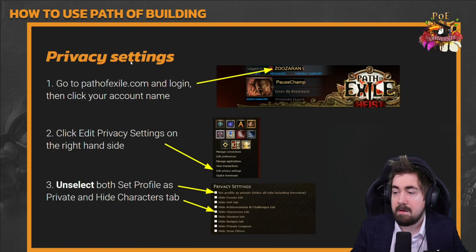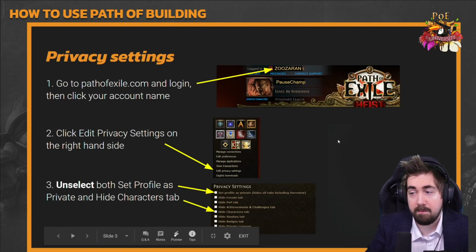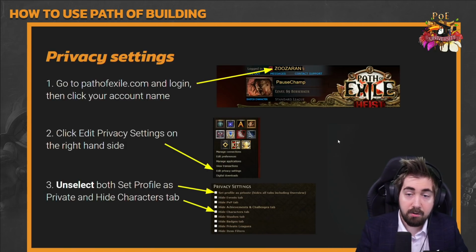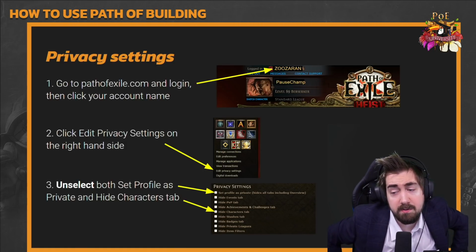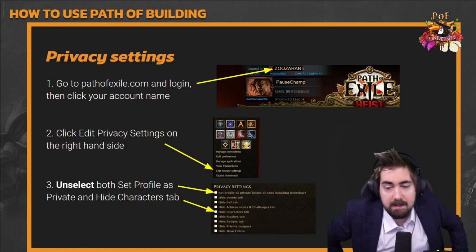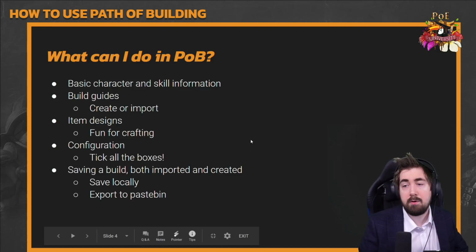Now, one of the most important things to use Path of Building is that you open the website and it'll show your account name, etc. Then you go to edit privacy settings and make sure that the hide characters option is not selected. That's very important, because it's not like you're logging in with Path of Building. It doesn't matter if you're looking at your own character or somebody else's. There's no login process, so you need to make sure it's not hidden. So the private profile and hide characters settings need to be off, and that's very important.